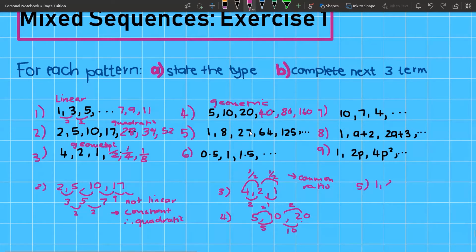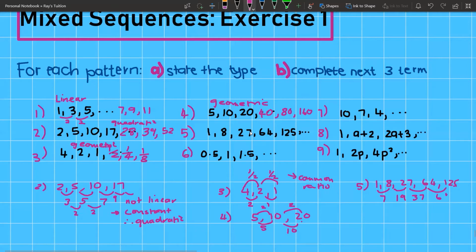So here we have 1, 8, 27, 64, 125. So you can see that there's no common ratio. There's no number that we can multiply to get the next term. So let's look at differences. So 8 minus 1 is 7. 27 minus 8 is 19. 64 minus 27 is 37. And 125 minus 64 is 61.